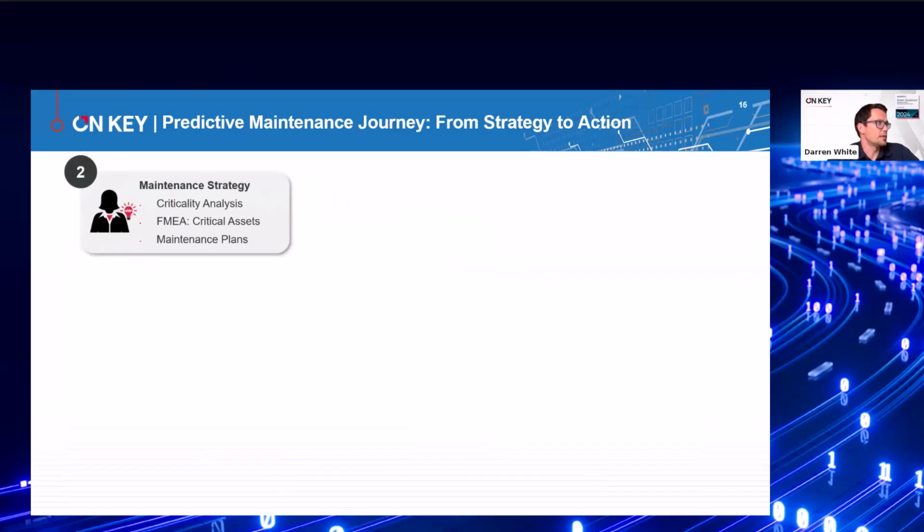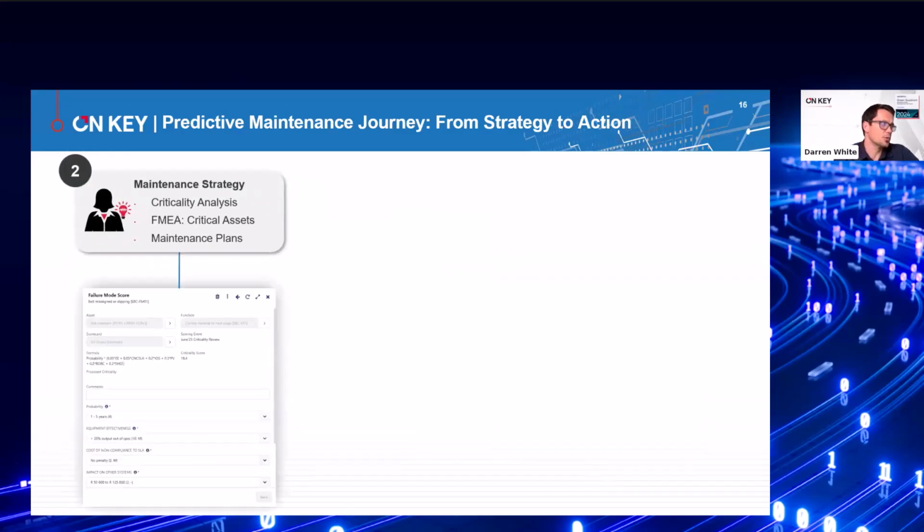So let's zoom in on the maintenance strategy. Okay, so we've got a tool to perform that exercise of creating a criticality score for each one of your assets. So you capture this, so you've got a formula, and this formula can be custom, and you've got a couple of factors that bear a weight within that formula. So these factors can be probability, equipment effectiveness, cost of your non-compliance, or impact on other systems. And you have control over that formula. And how does it look like?